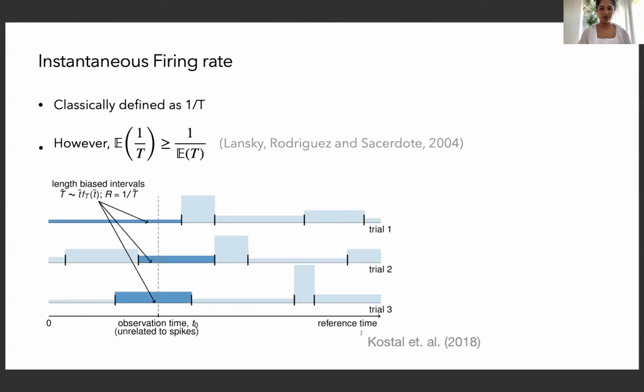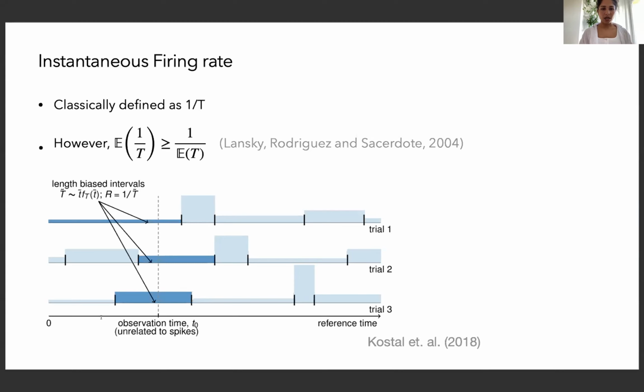This is a graph taken from the paper published by Kostal and colleagues in Chaos Journal in 2018. So what do I mean when I say that the instance where you observe the instantaneous firing rate doesn't coincide with a spike? Remember we talked about the equilibrium renewal processes, where the time origin does not coincide with the spiking event.